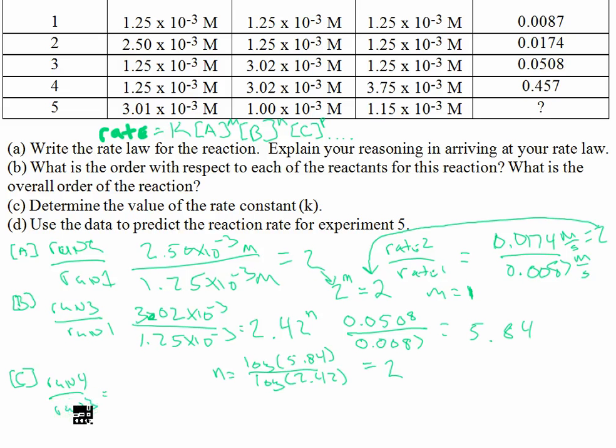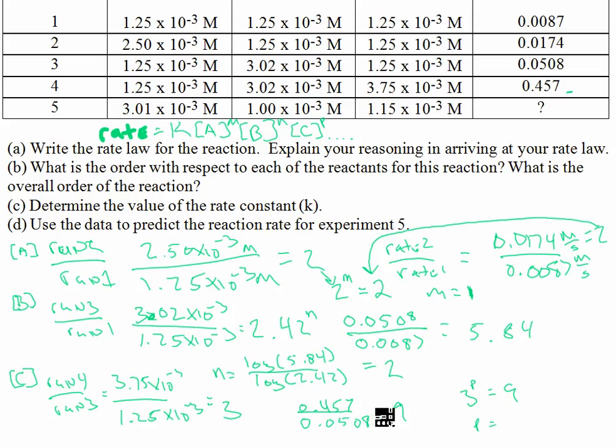Let me use my concentrations. So 3.75 times 10 to the negative third over 1.25 times 10 to the negative third. That'll give me 3. And now I'm going to do the same thing for my rate. 0.457, just getting that from up here, over 0.0508, and this will give me 9. So 3 raised to what power will give me 9? Well, it turns out that 3 squared will give you 9.